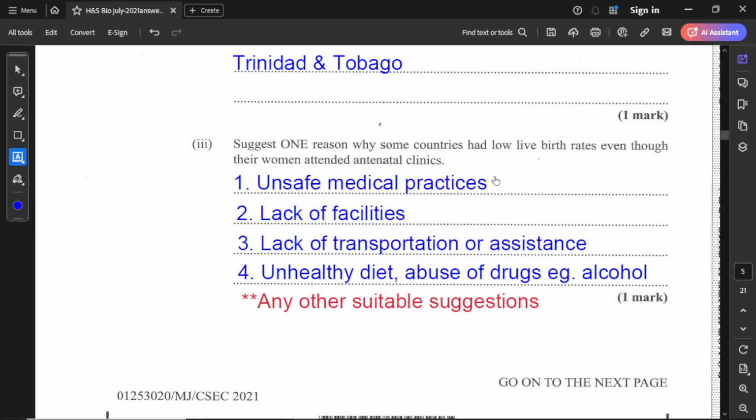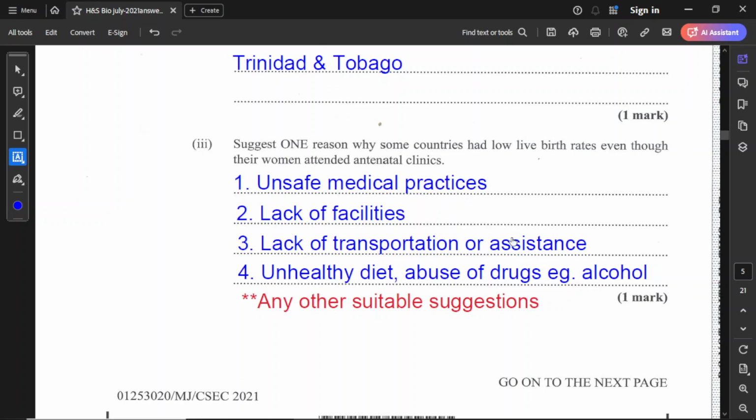So even though you attend, the practices may not be good, especially based on a doctor and all of those things. Because of course, even though they're professionals, some people just don't care. All right, and of course, lack of facilities as well could be another one, depending on what is happening, if they have the facilities ready to carry out the process or not.